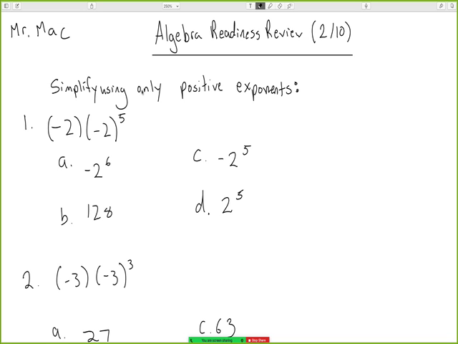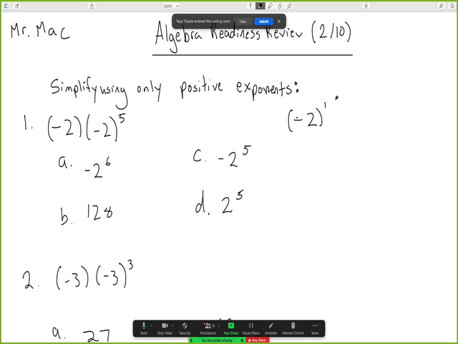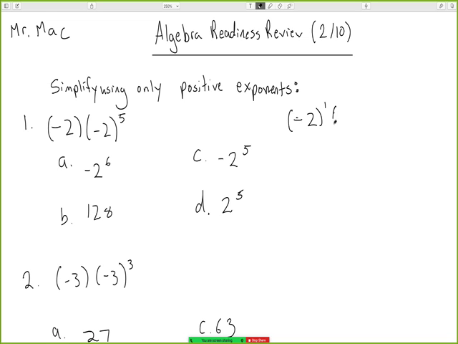This one says to simplify using only positive exponents. And the way we think about this one is -2 is really -2 to the first. So if you have two different numbers squished together with a parentheses, it's really a multiplication, and we add together the exponents. So if you're unfamiliar because you were in my pre-algebra class, this might be new to us, but it's pretty simple once we have the rule.